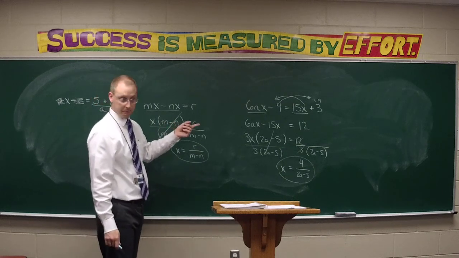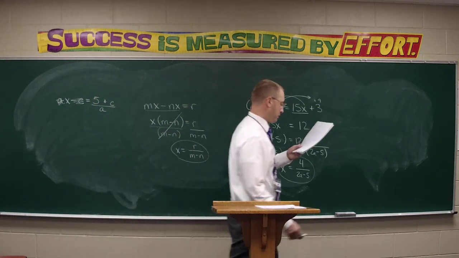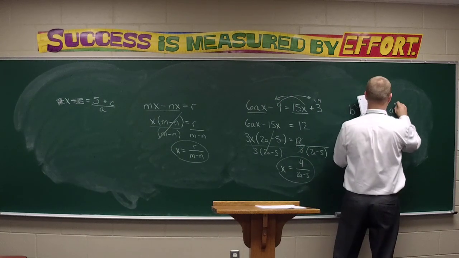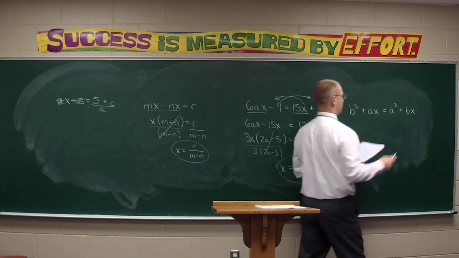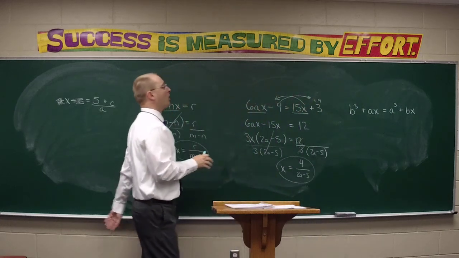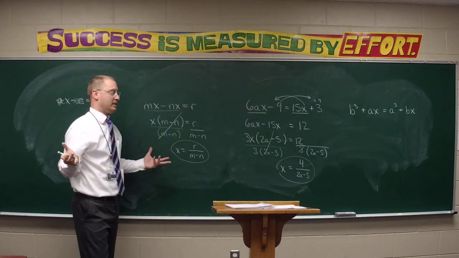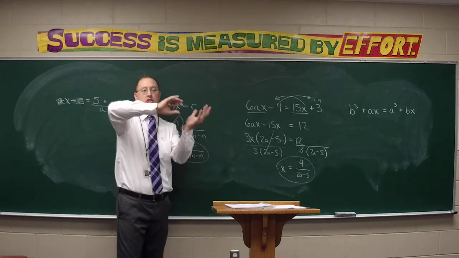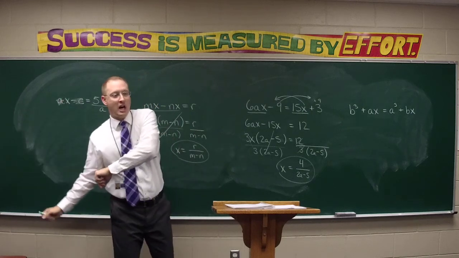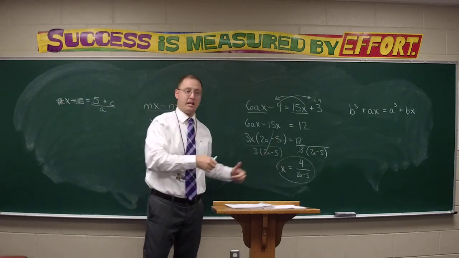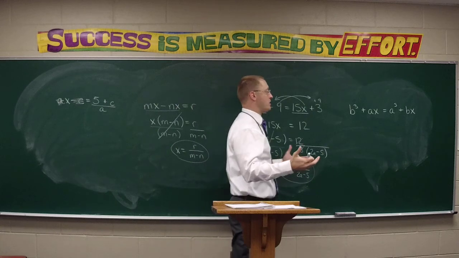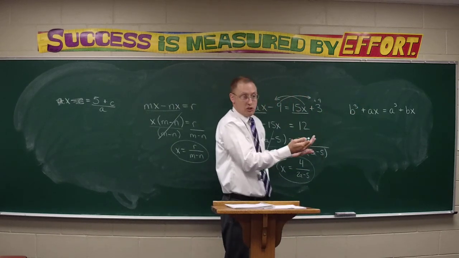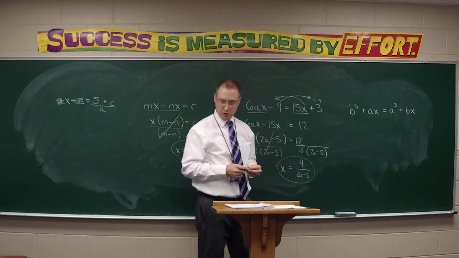Questions on this one? Write this one down, if you would, please. b cubed plus ax equals a cubed plus bx. Once again, we have multiple x's, and you can't get x by itself unless you get all the x's on one side, all the non-x's on the other, and then factor out the x. Now, it doesn't matter which side. We could move whichever x we want to move, just so long as they're together. Genesis, which one do you want to move?